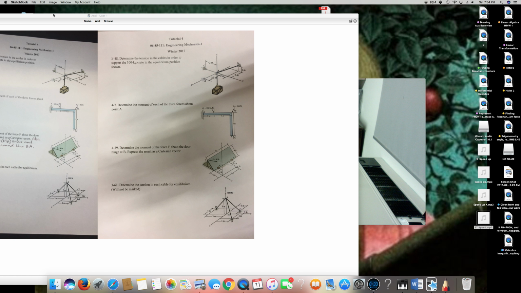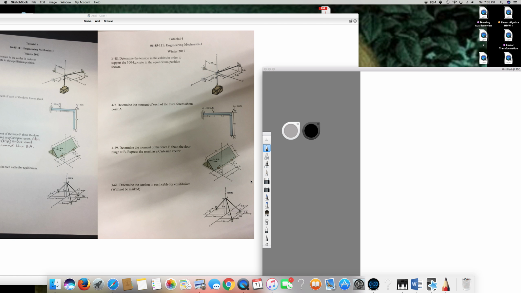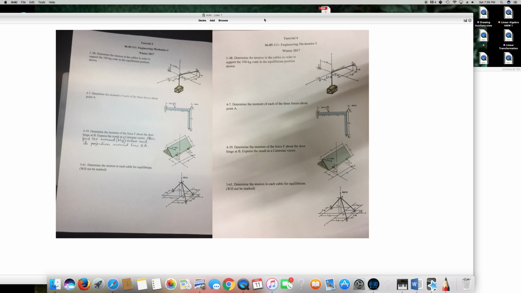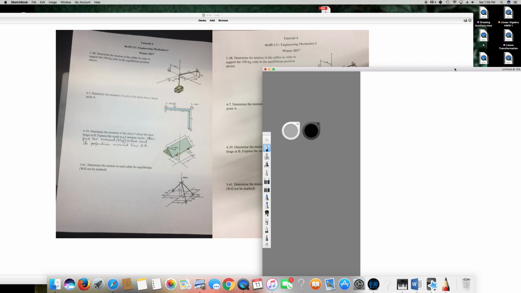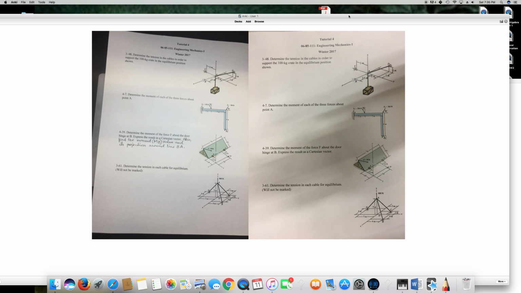So the next question is asking to determine the moment of force F about the door hinge at B, express the result as a Cartesian vector, and also find the moment MB value and its projection around line BA. So we have two different questions right here. So if we find a picture like this, first of all we have to note all the points.